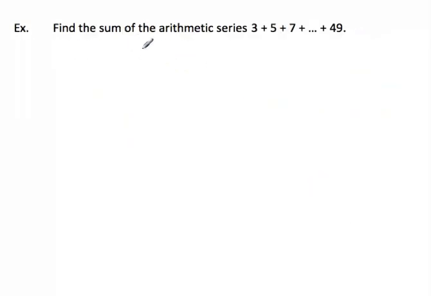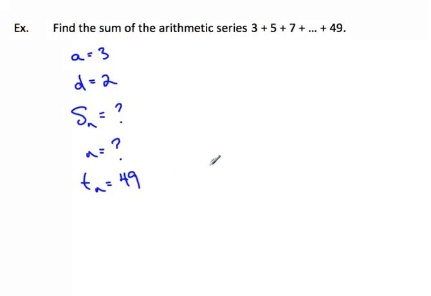Here's another question. Find the sum of this arithmetic series. We can see that the first term is 3. The common difference we can work out is 2. We're asked to find the sum of the series. We don't know how many terms are in the series to start off with. So we don't know S sub n. We also don't know the number of terms in the series, n. But what we do know is that the nth term is 49.